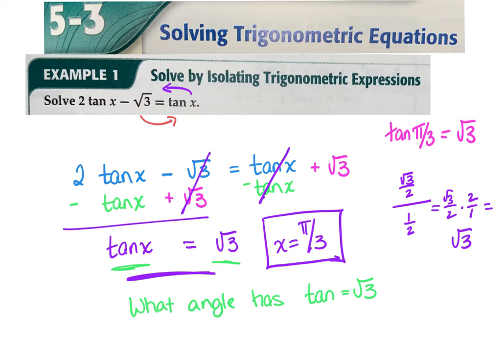Now, I will say that in your book, they have pi over 3 plus n times pi. They do that because this is a cycle, right? If you look at it, you're going to have pi over 3, but then you're going to have across the way, you have another one that also gives you the same one, right? If you look at the third quadrant, right, you have 4 pi over 3. 4 pi over 3 would also give you a tangent of square root of 3, would it not?